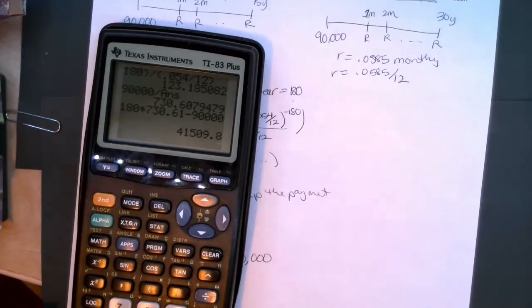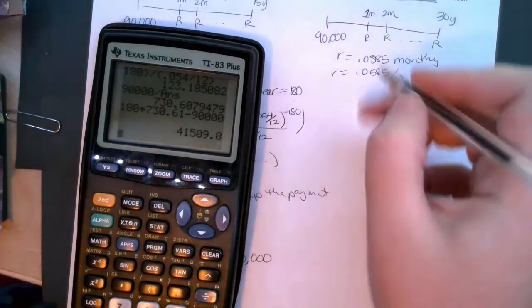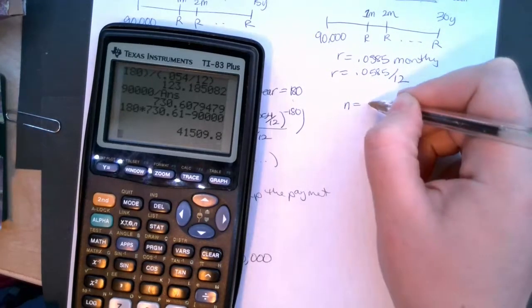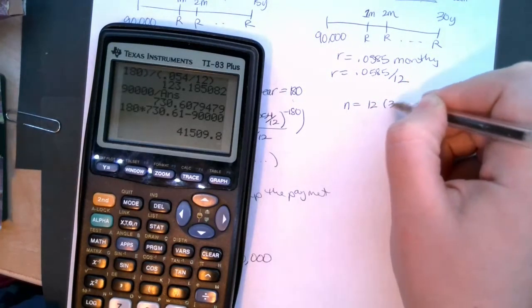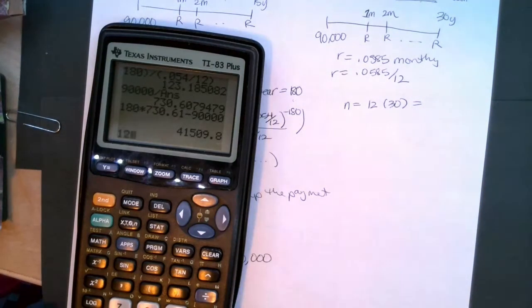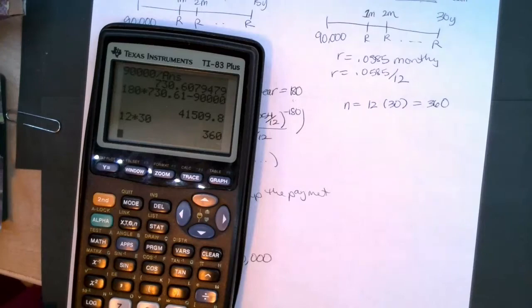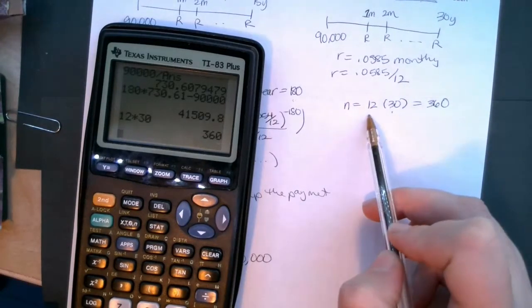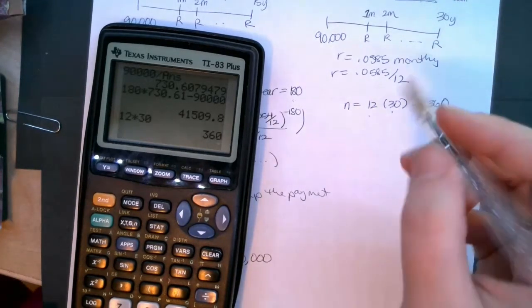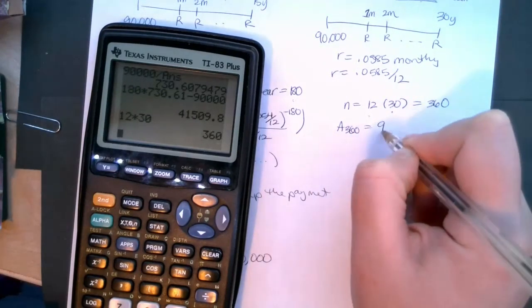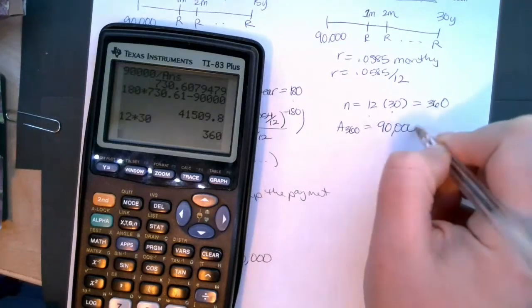Alright, so now you've had a chance to try it. We're just going to run through it, so I'm going to set it up the same way. First thing we have to find is the number of payments. So we get N equals 12 payments a year times 30. So 360 payments. Because again, that's 30 years times 12 payments a year. That's where we're getting those two numbers. So that means A 360 would be that 90,000.